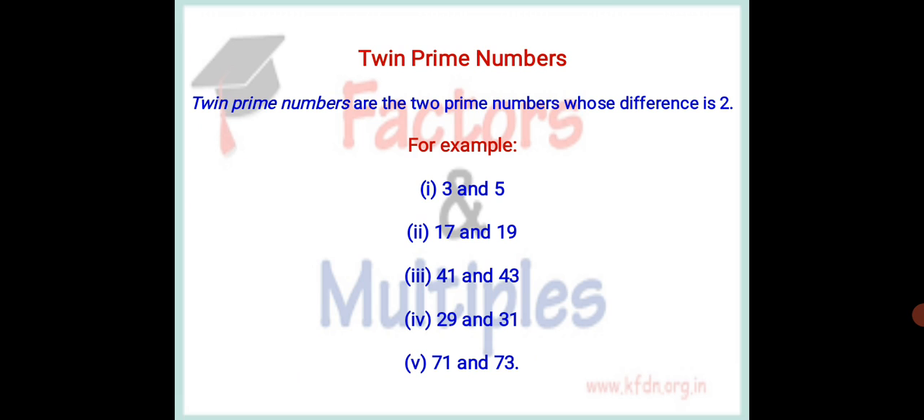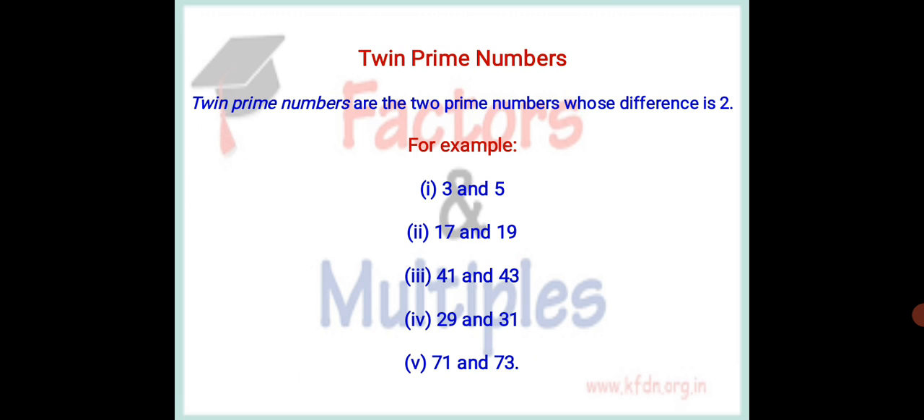Let's discuss some other important points. Twin prime numbers. What are twin prime numbers? It is a new term for you. Twin prime numbers are two prime numbers whose difference is 2. So, we can say twin prime numbers are two consecutive prime numbers. The difference between these two prime numbers is 2.